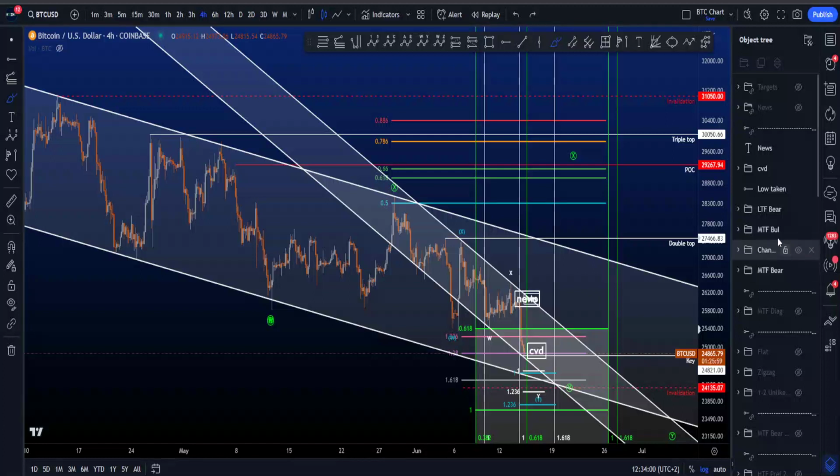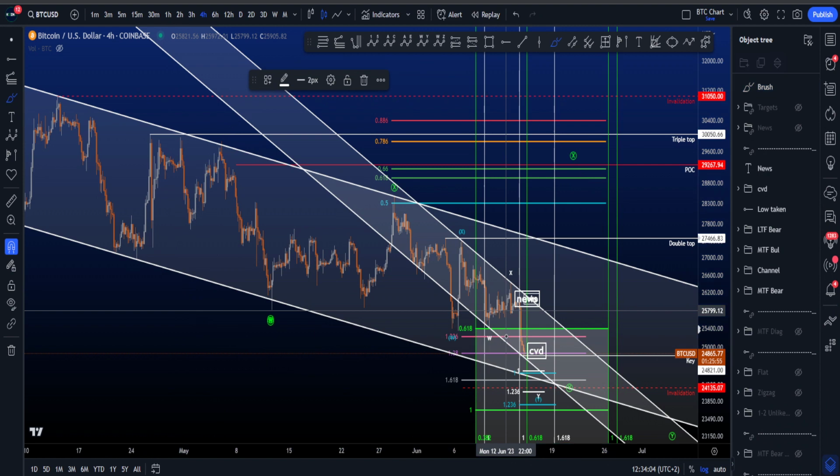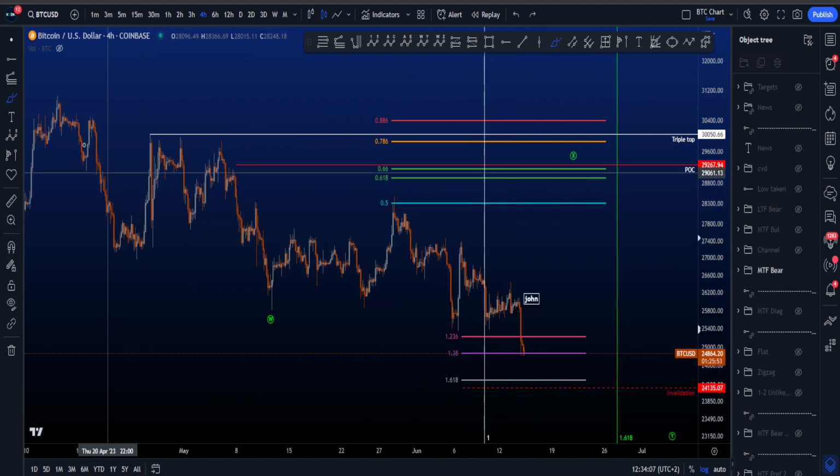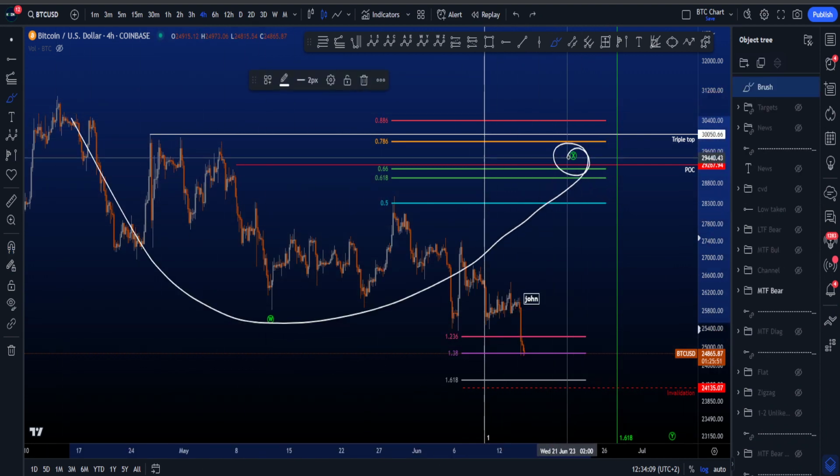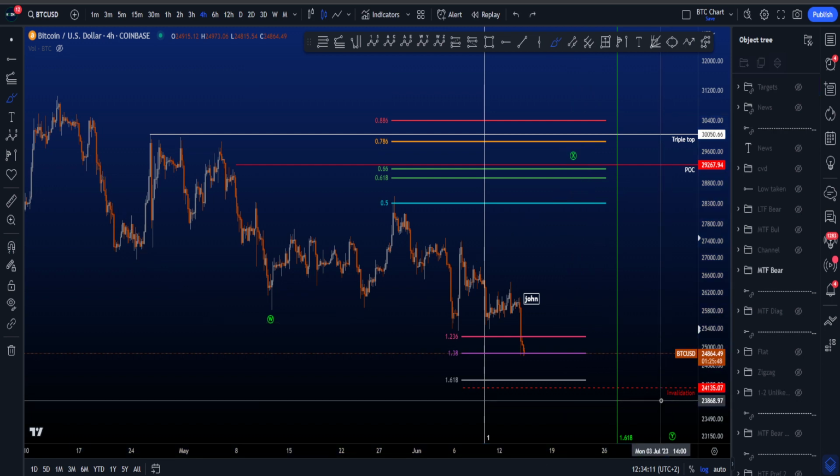Hi everyone, let's go over my medium time frame and low time frame bullish and bearish Elliott Wave scenarios on Bitcoin, starting with my new medium time frame bearish scenario where we're looking for a W, unfinished X, and then eventually a wave Y to the downside.